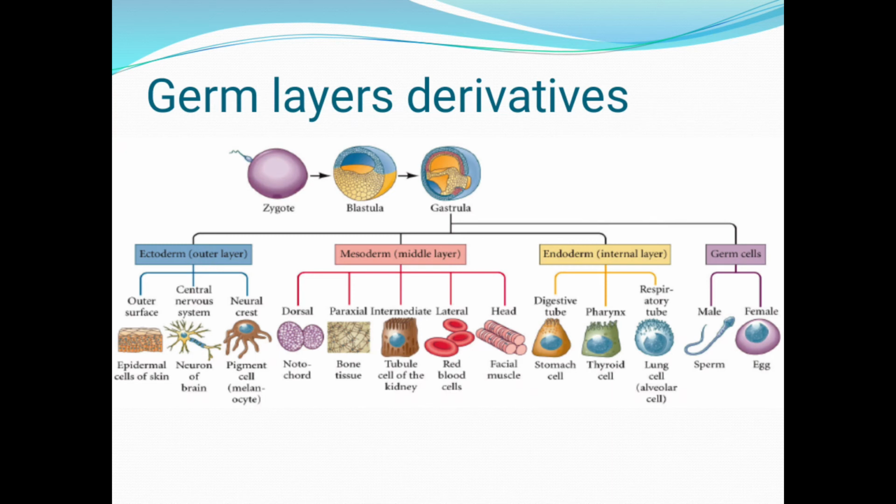Then the innermost layer, that is called endoderm. Endoderm gives rise to digestive tube, pharynx, thyroid cells, respiratory tubes and lung cells, etc. That is all about germ layers and their derivatives.